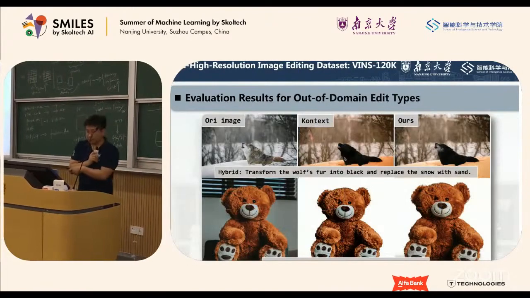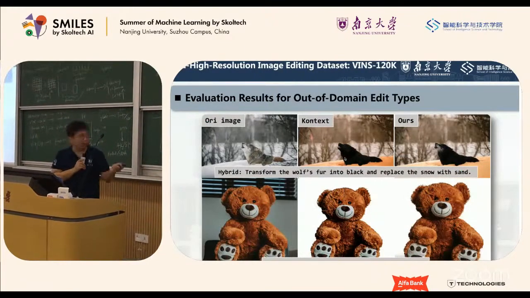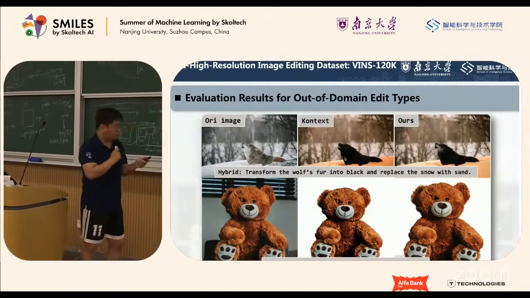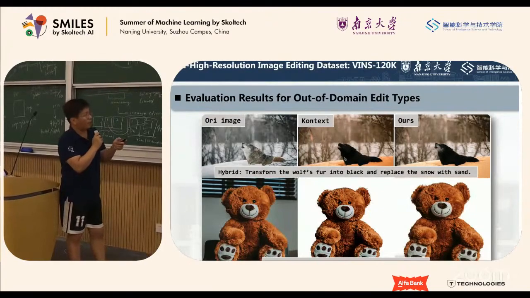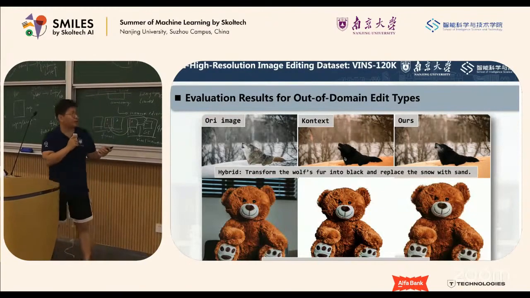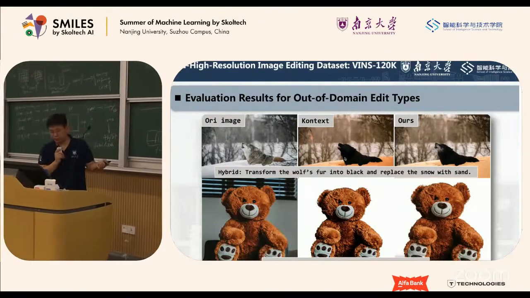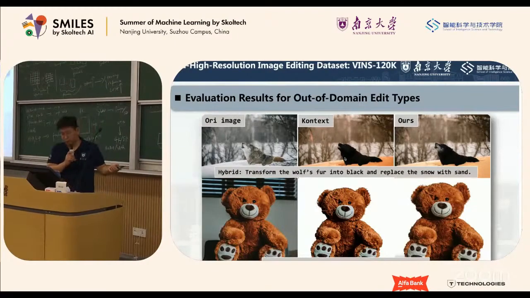And here we evaluate edit types outside our training distribution. Here we illustrate two kinds of out-of-domain edit types. The first one is a hybrid transformation, and the second one is object extraction.